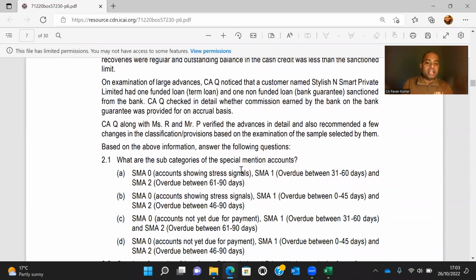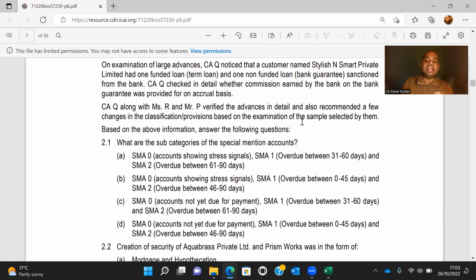Okay, there is no point here. CAQ along with Ms. R and Mr. P verified the advances in detail and also recommended a few changes in the classification or provisions based on the examination of the sample selected by them.